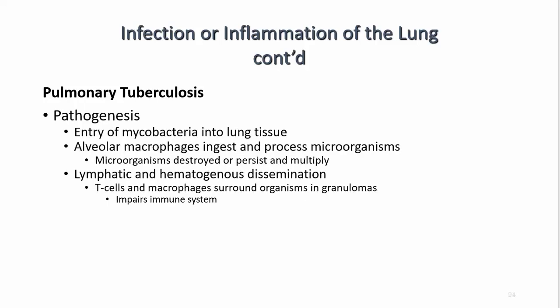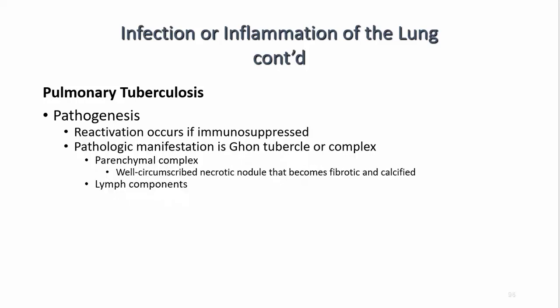So the bacteria gets into the lung tissue. The macrophages ingest it, right? And then the microorganism persists. And it causes this caseous necrosis. It reactivates if you're immunosuppressed, and it gets out and ends up maybe spreading through the lymph. But basically the infection flares up.